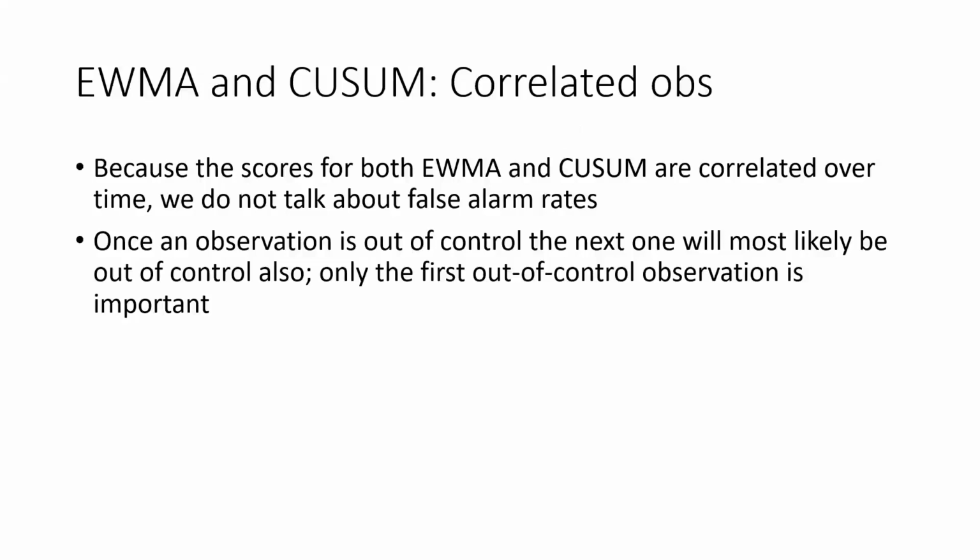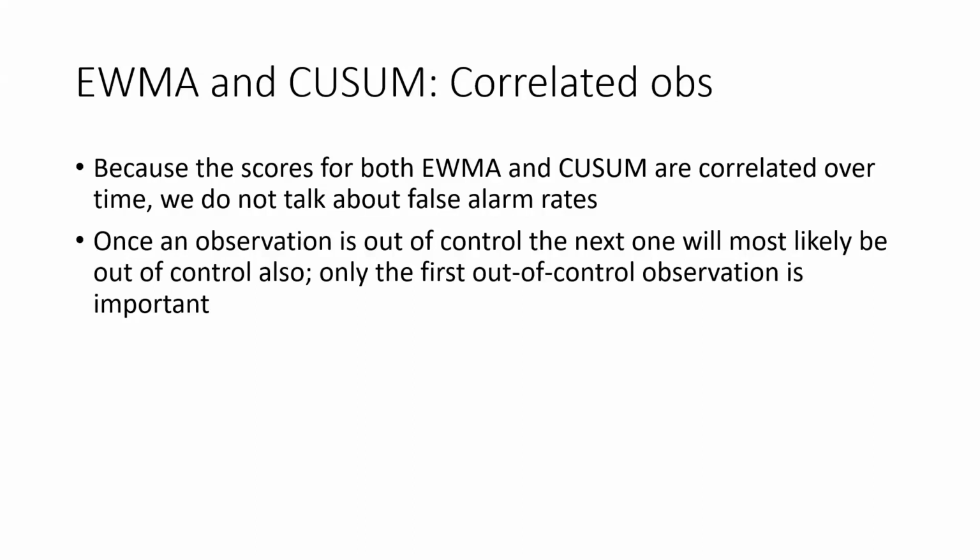The EWMA and the QSUM charts take into account the history. And because of that, the scores are correlated over time. When we raised an alarm at about observation 180 out of 200, the alarm was also raised for the next 20 observations. And so we can't just say 20 out of 200 observations are an alarm, because once an alarm is raised, the remainder is likely to also be an alarm.